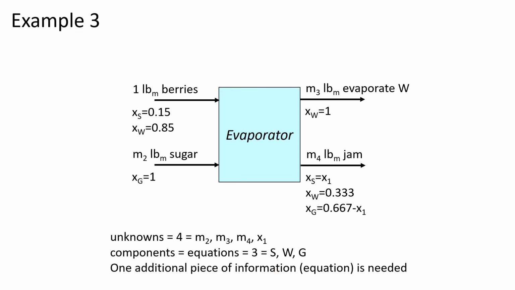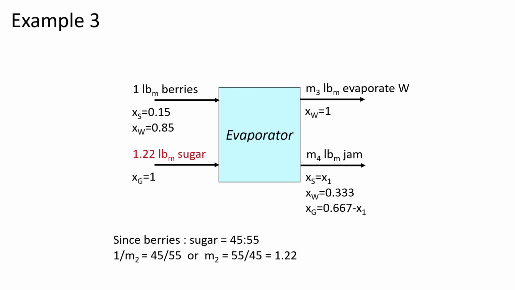And this is where we need to go back and reread the problem statement and see if there's something there. And we did talk about this, there was one additional statement there that the ratio of the mass of berries to the mass of sugar that we add to this evaporator to make jam is 45 to 55.